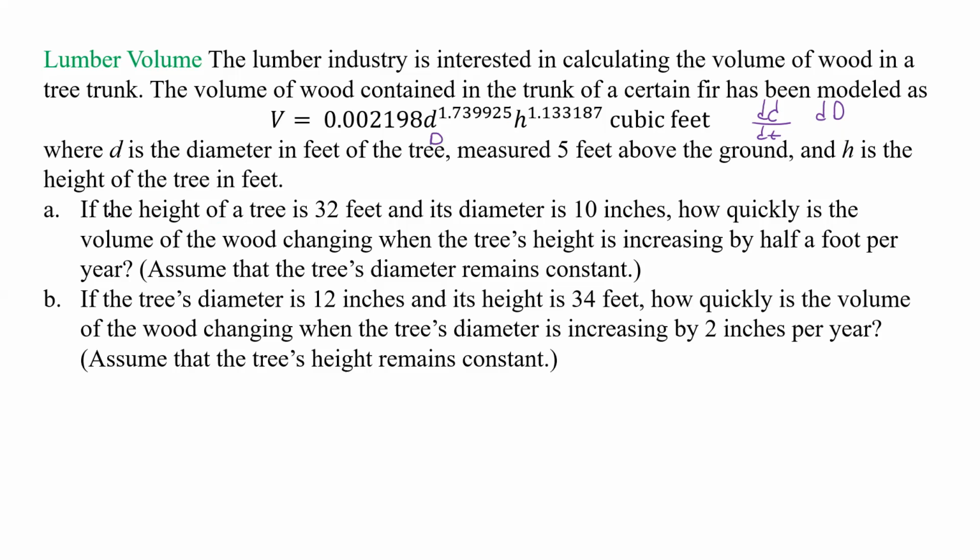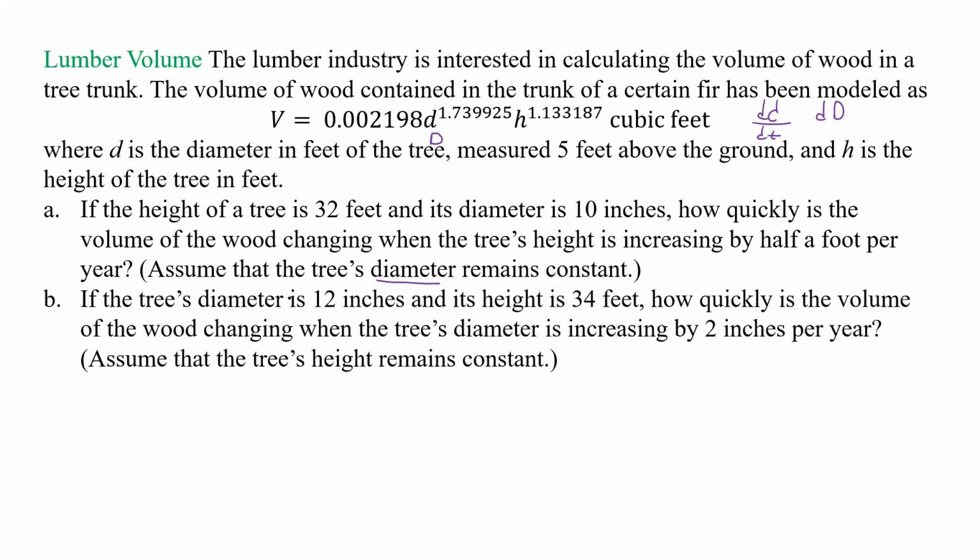All right, so it says if the height of the tree is 32 feet, so that's our height, and its diameter is 10 inches, well, remember, diameter is in feet, so we need to convert that to inches when we get to that point. How quickly is the volume of the wood changing when the tree's height is increasing by half a foot per year, assuming the tree's diameter remains constant? So here, diameter is a constant.